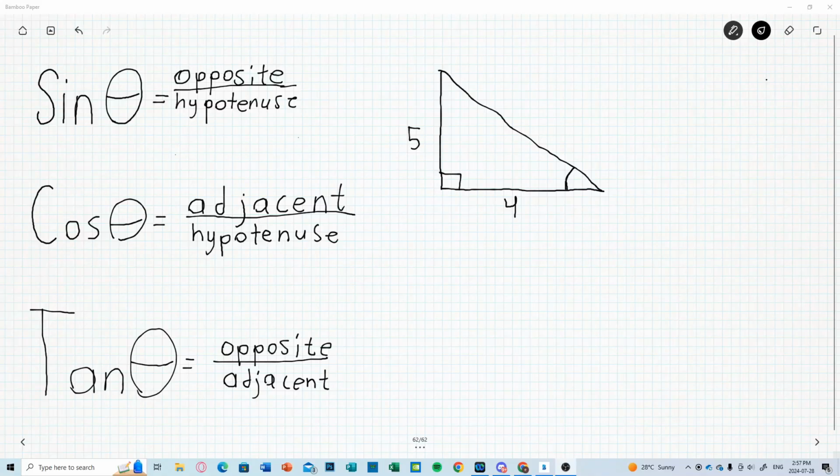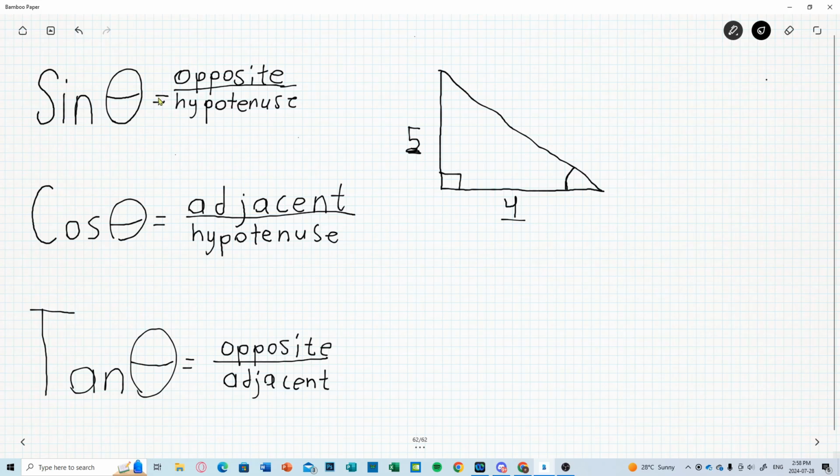Okay, welcome back. Today we're going to be going over trigonometry, where we will be finding the angles of triangles by using only two side lengths. So in this example here, we have our angle in the bottom right, and we have the length of the base and the length of the height. Now, over here, we have sine theta, cos theta, and tan theta.